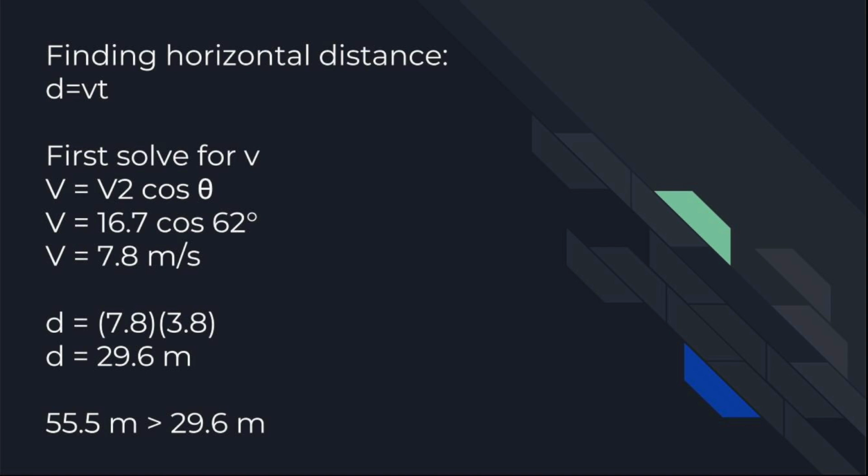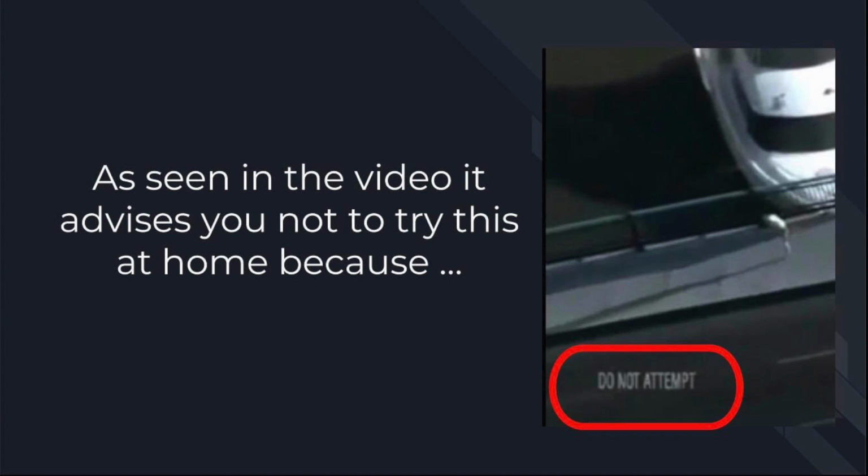The horizontal distance traveled by this man is much shorter than the distance that he would have needed to travel in order to make the jump possible. If we take a quick look back at our video, we can see that it says in the corner, "Do not attempt." This is because the jump is not possible.